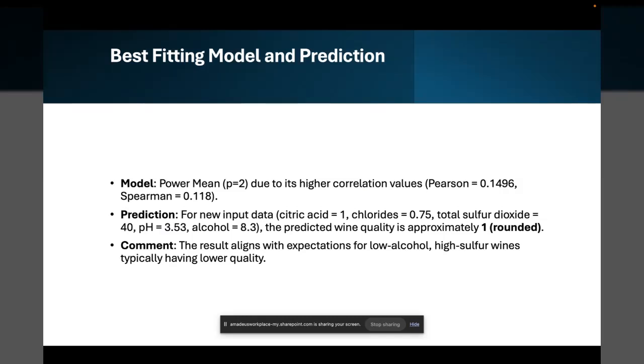So for the best fitting model and prediction, from the above observation, we could say that it is the power mean with p equal to 2 because of its strong correlation values. Using this model, I predicted the quality of a wine with specific inputs like citric acid as 1, chlorides as 0.75, total sulfur dioxide as 40, pH as 3.53, alcohol as 8.3. The predicted quality was approximately 1, which aligns with expectations for wines with low alcohol and high sulfur dioxide content.